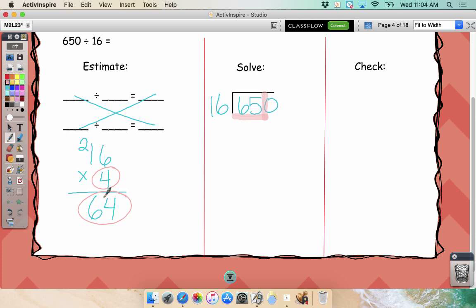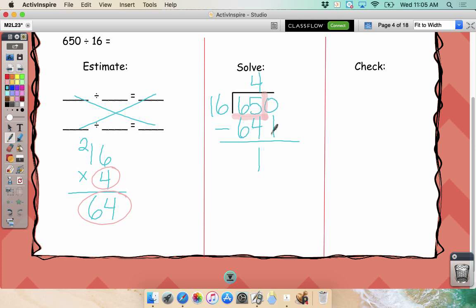Everybody got that? Okay, so where should I put the 4, Jada? On the 5. Above which number? Okay, good. All right, and Serenity, where should I put the 64? Under the 65. Perfect. Okay, what's my next step, kids? Subtract. Okay, and I've got a 1.